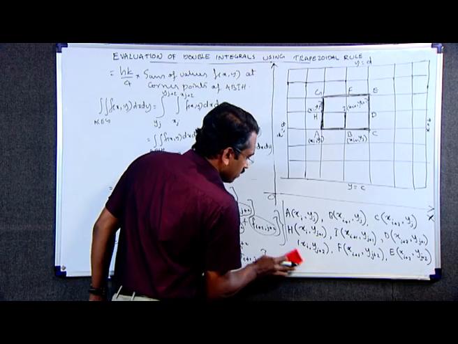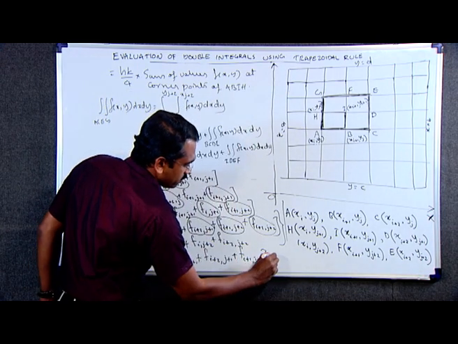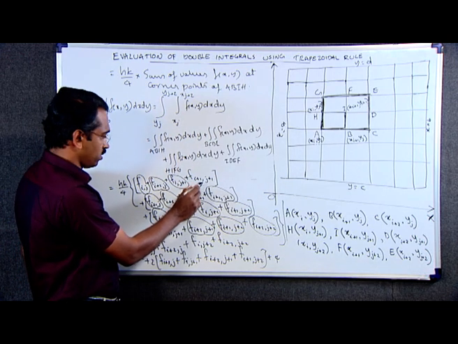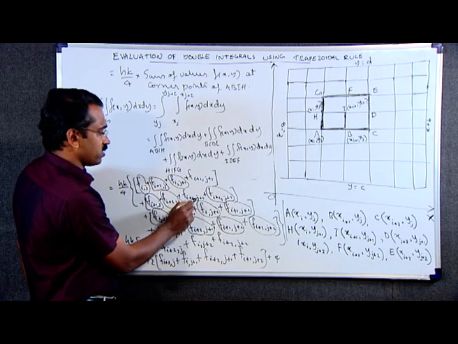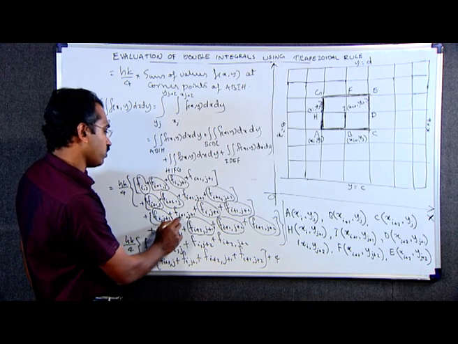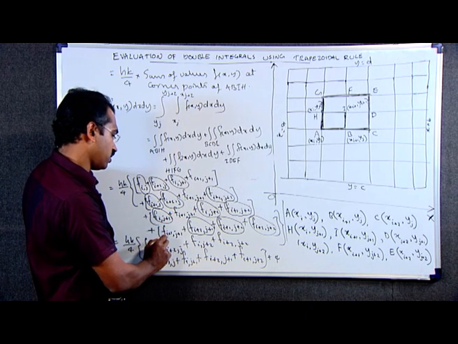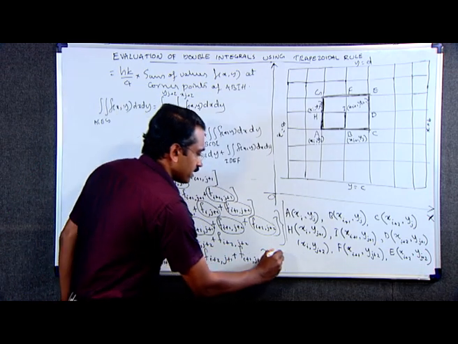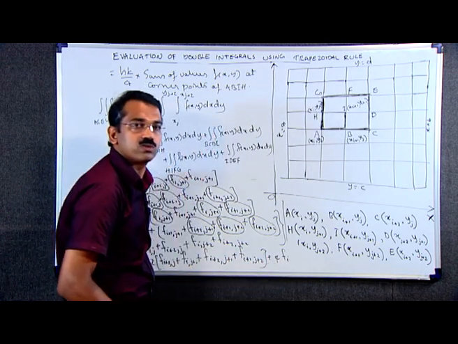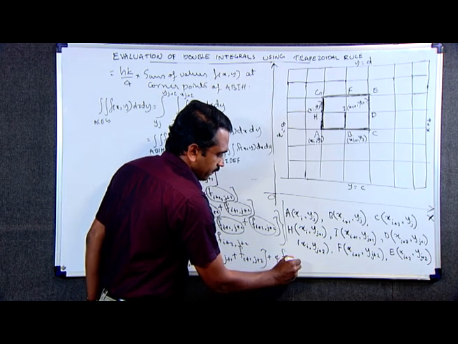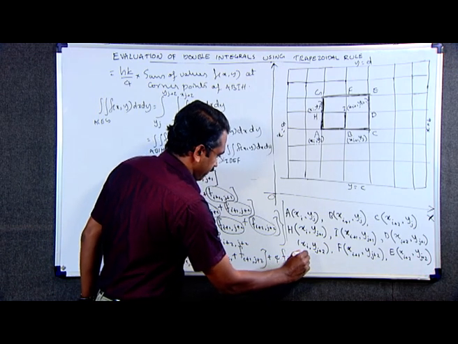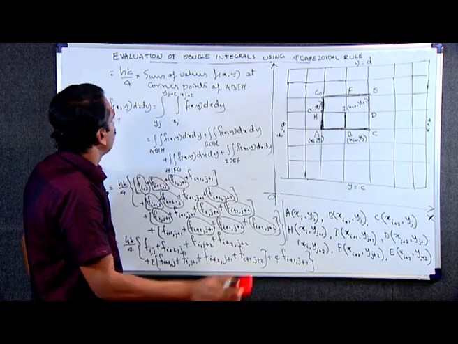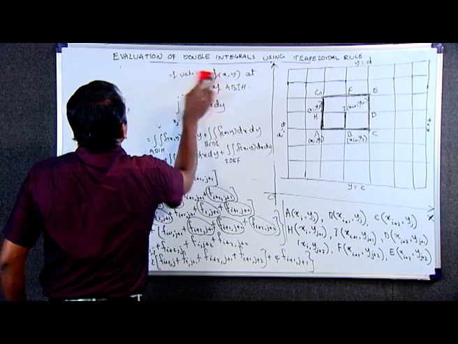Plus 4 times the remaining terms are f i plus 1 j plus 1. f i plus 1 j plus 1 is here, in the third term also f i plus 1 j plus 1 and in the last term f i plus 1 j plus 1. Therefore, 4 times f i plus 1 j plus 1. Which is equal to h into k divided by 4.